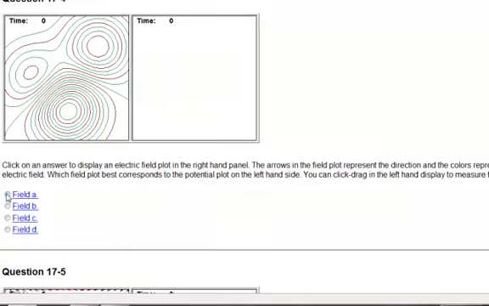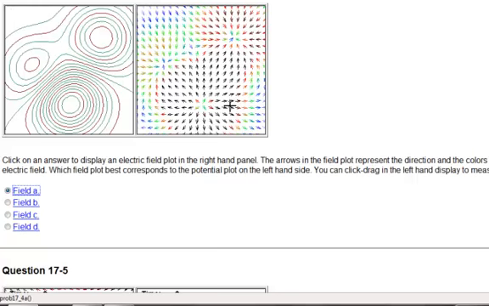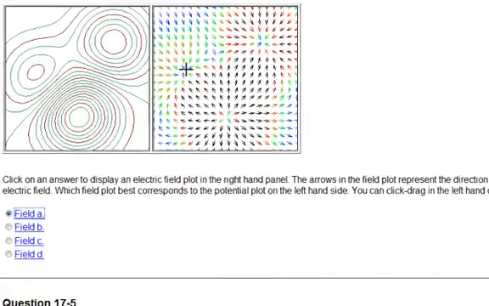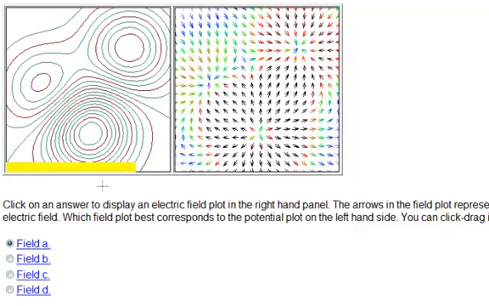So now if I click answer A, then what I see is an electric field that shows arrows pointing away at this point, arrows pointing toward at this point, and arrows pointing toward there. Well, if I go over here and I see that I have a potential of -6 volts here, a potential of +9 volts here, and a potential of -4 volts here, then this charge here must be negative, this charge here must be negative, and this charge here must be positive. It looks like field A might match that.